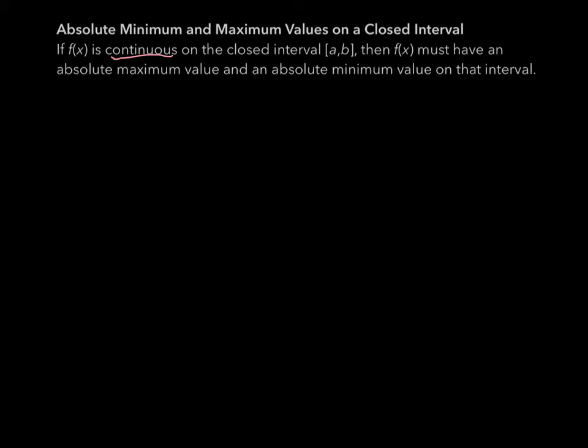No vertical asymptotes. So if f of x is continuous on the closed interval a to b, notice a and b are included, then f of x must have an absolute maximum value and an absolute minimum value. So it must have, okay? It is absolutely 100% true that as long as you have a continuous function on a closed interval, there must be an absolute min and an absolute max on that interval. So if I have, for example, a graph that looks like this, and it's a closed interval, meaning it has endpoints, this is saying that there must be an absolute min and an absolute max.